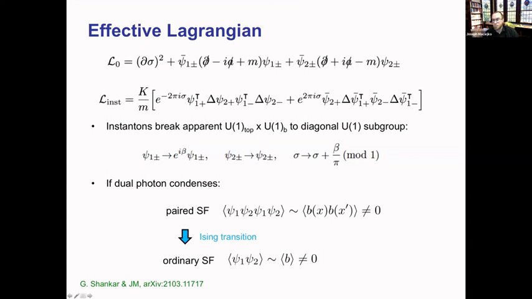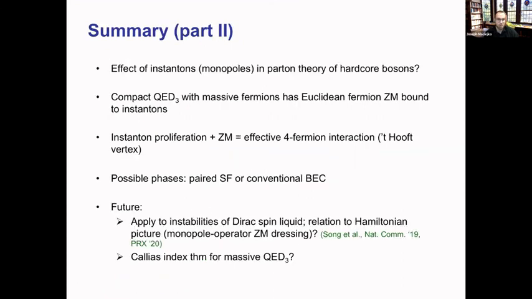This residual Z2 symmetry can be further broken down through a subsequent Ising transition to an ordinary superfluid condensate, some kind of BEC, where we have an expectation value of a single boson operator. So the basic idea is that these fermion zero modes are really important to correctly describe the possible occurrence of a superfluid in these parton theories.